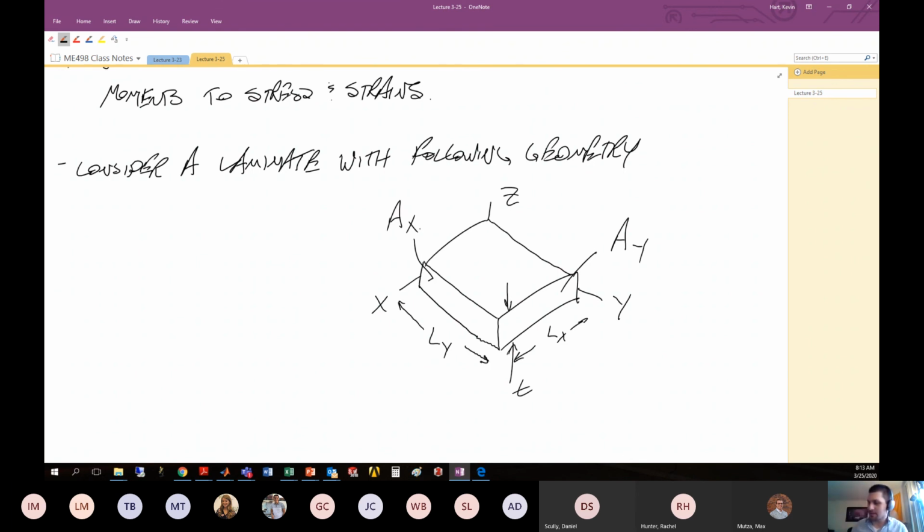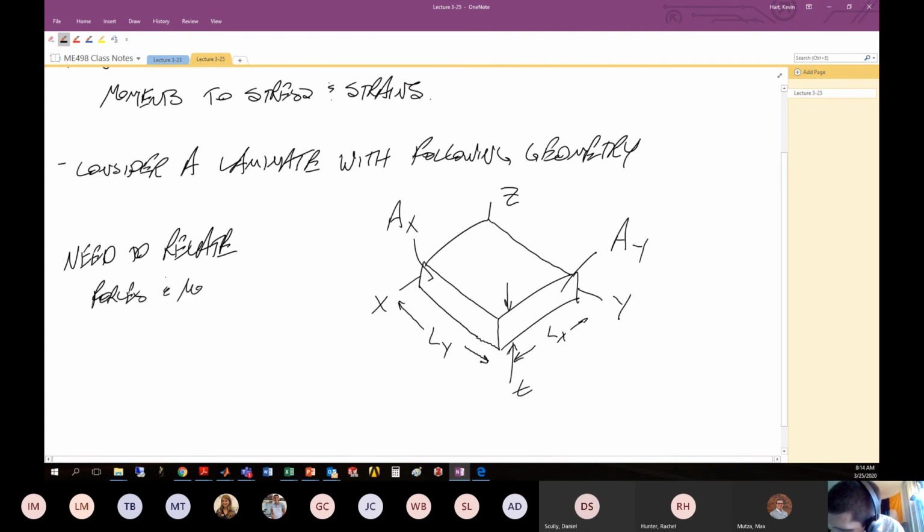Okay, so these are some of the geometric parameters that we're going to use in the upcoming derivation, and we'll come back and draw the forces on this picture a little bit later. So we need to relate forces and moments to stresses.